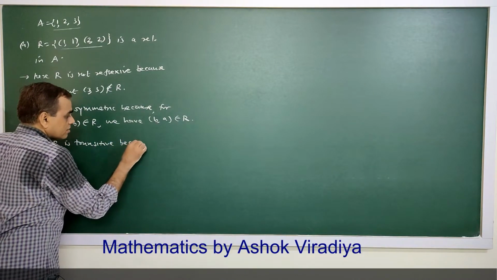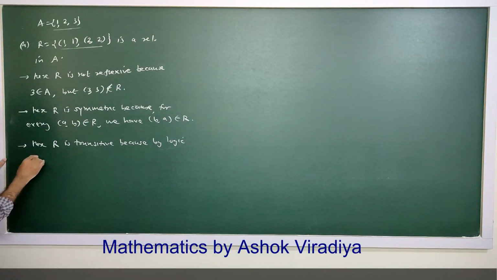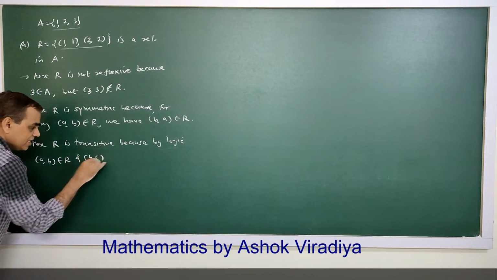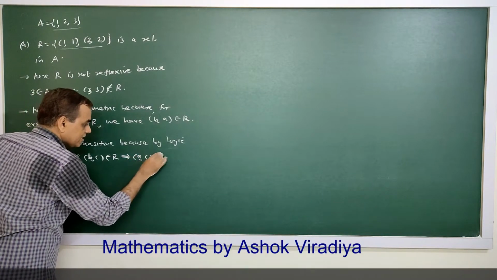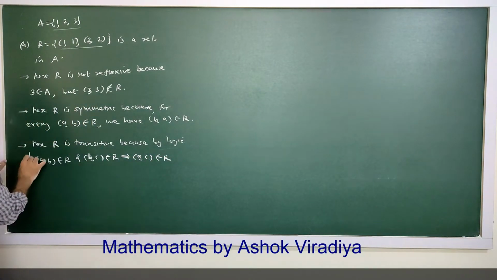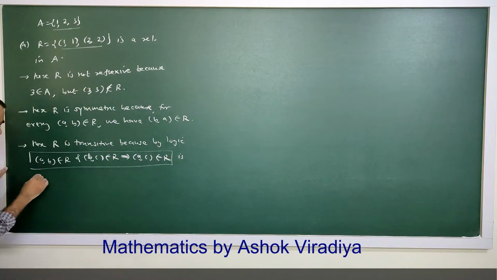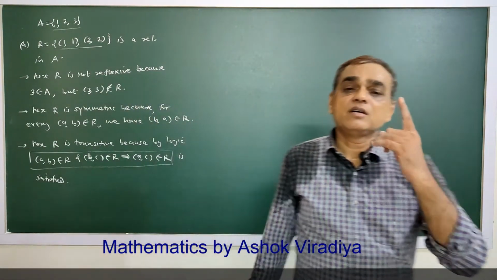because by logic AB belonging to R and BC belonging to R implies AC belonging to R. This property is satisfied. This is transitive. So this relation is symmetric, transitive, but not reflexive.